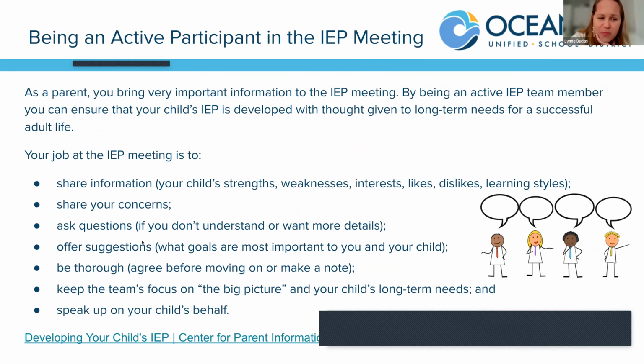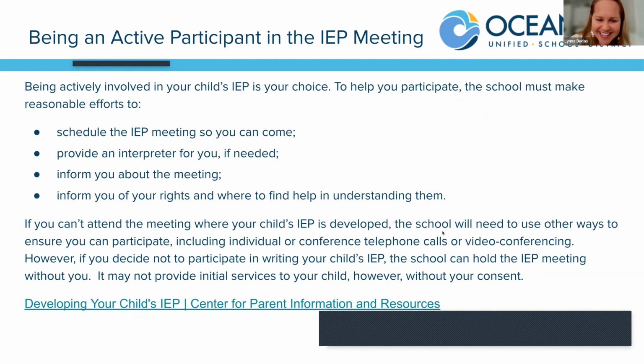Being an active participant, here is some information about things you can do during the meeting. Share information, share concerns, ask questions, offer suggestions. These are all things you should be able to do. You don't just have to listen and nod your head. Keep the team focused on the big picture, which is your child's long-term needs, and speak on behalf of your child, or maybe your child can speak for themselves if they attend. Okay, next.